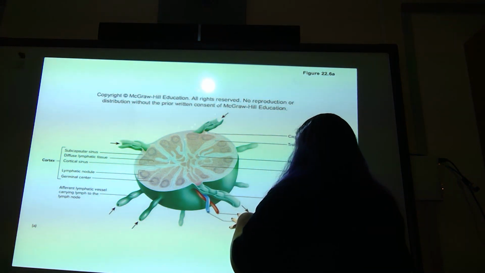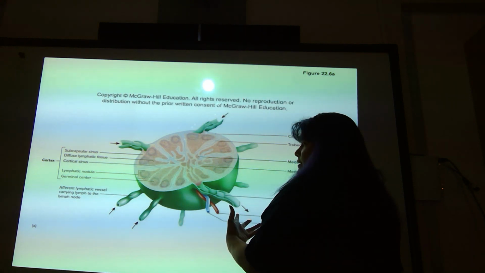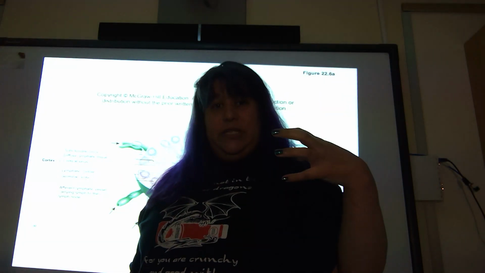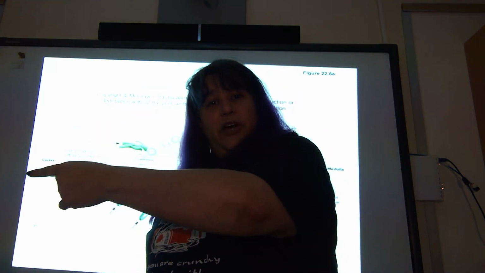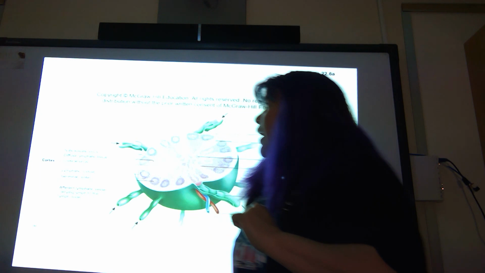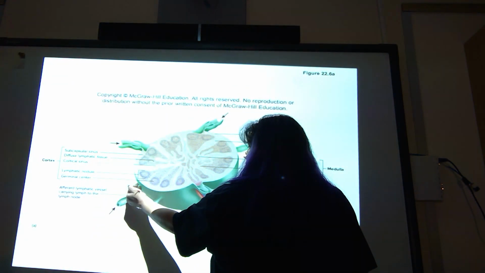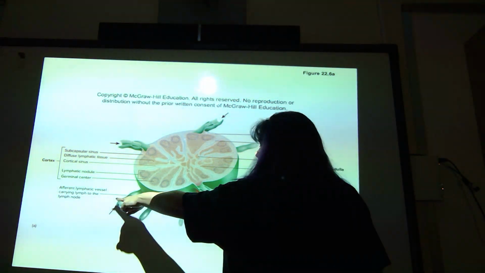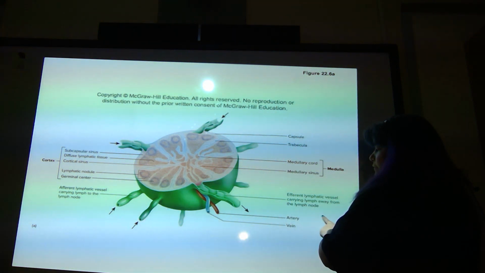You basically have entrances and exits. So I'm taking fluid and I'm putting it into this. Once it percolates through everything, then it goes out the other end. So I have afferent lymphatic vessels coming in. Think afferent arrival, okay? And then I've got one efferent lymphatic vessel.